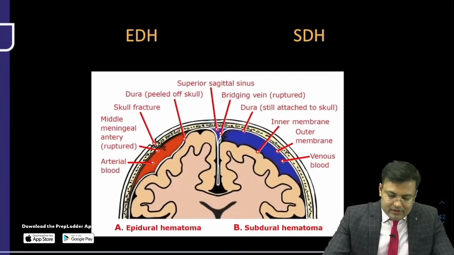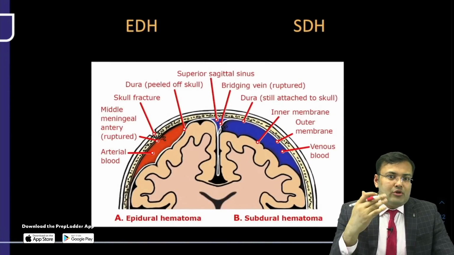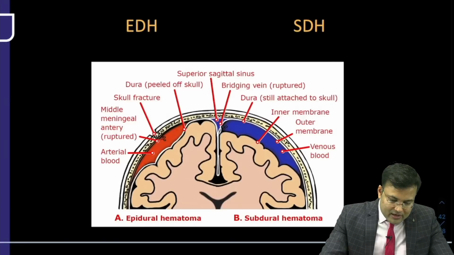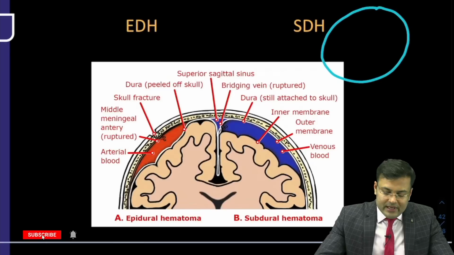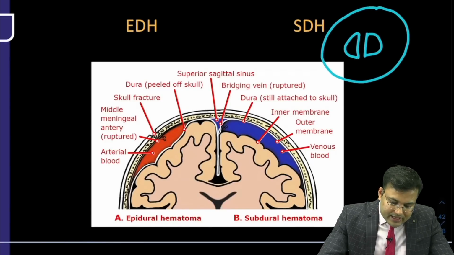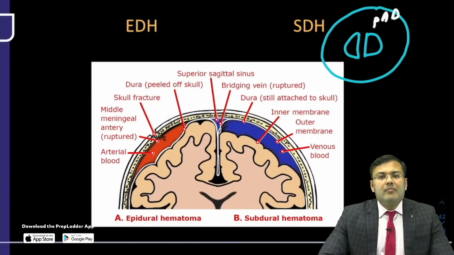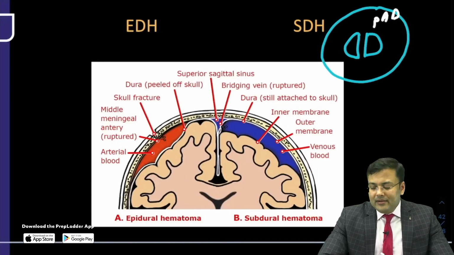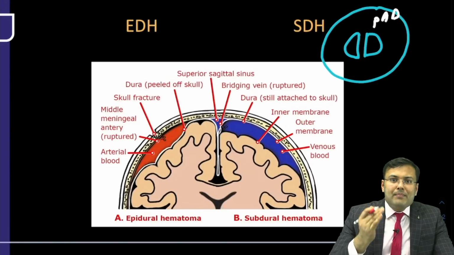Now another important question, EDH, SDH. Let me tell you one simple thing so that you are not going to forget throughout your life the difference between EDH and SDH. See, imagine this is the skull. In the skull, this is the brain. Between skull and brain, there is a pad. Can you tell me what this pad is? Very good. D means dura, followed by arachnoid, followed by pia.